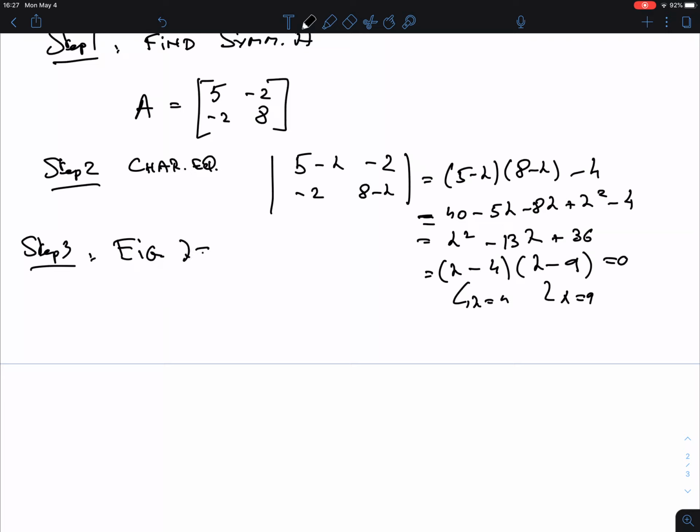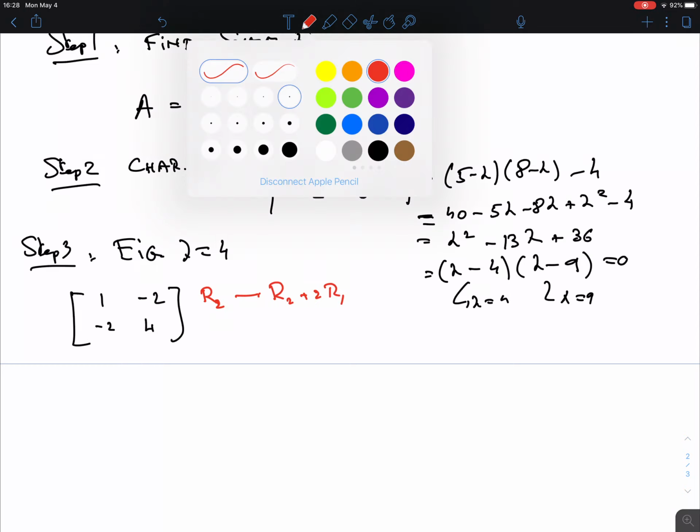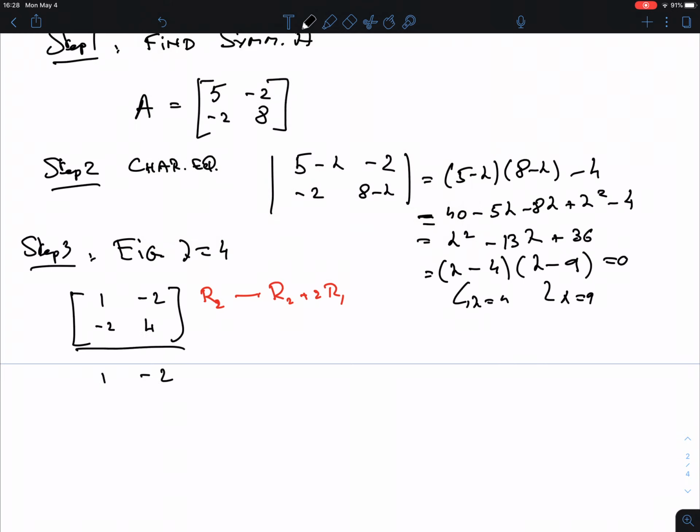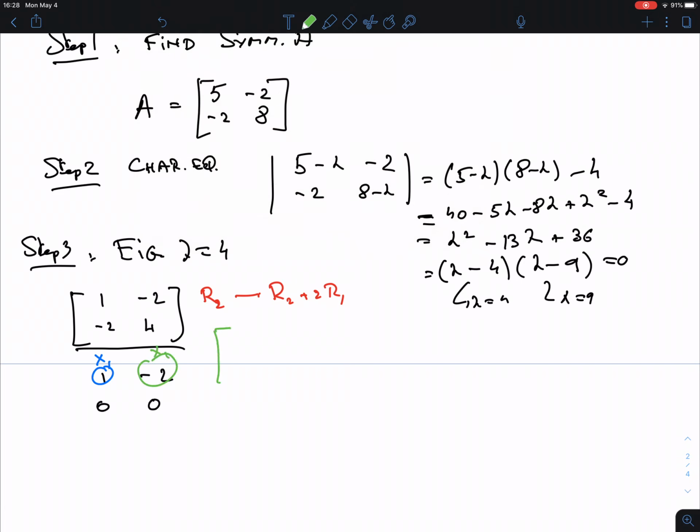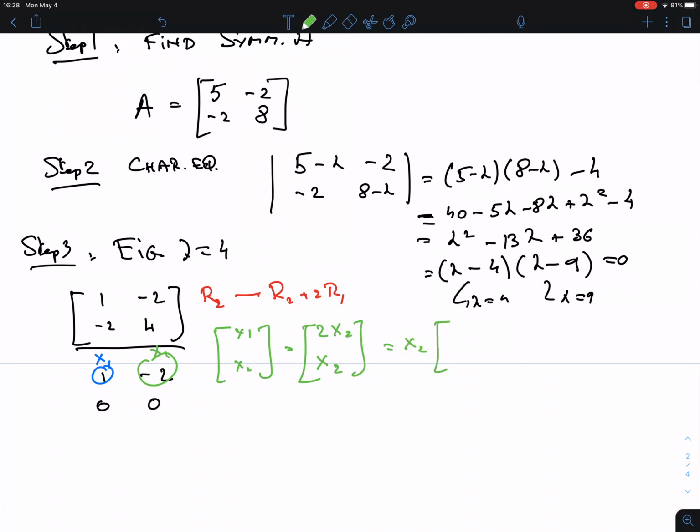Eigenspace for lambda equals 4: we subtract 4 from the diagonal, which gets 1, negative 2, negative 2, 4. We go very quickly. Row 2 plus 2 times row 1. That gives me 1, negative 2, 0, 0, as we need. So we have our pivot variable x1 and our free variable x2. So x1 is 2 times x2, so the vector is 2, 1.